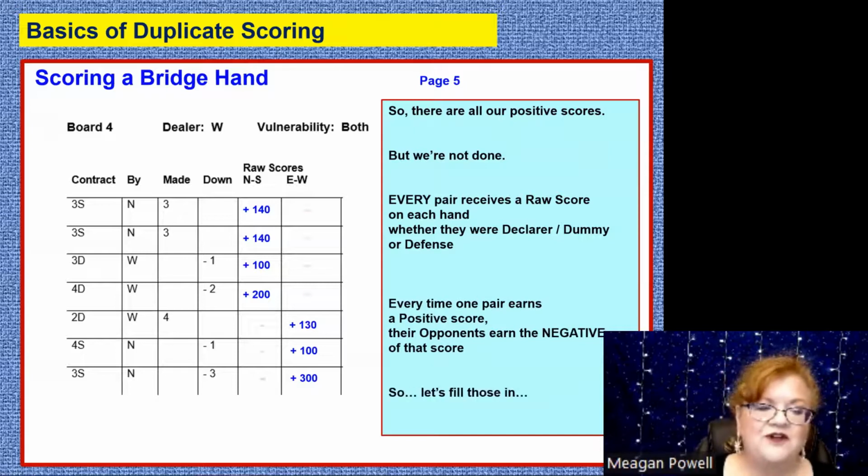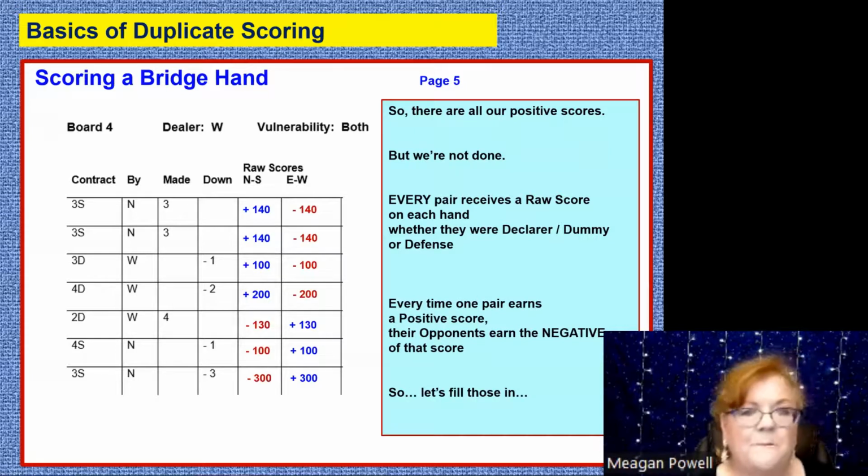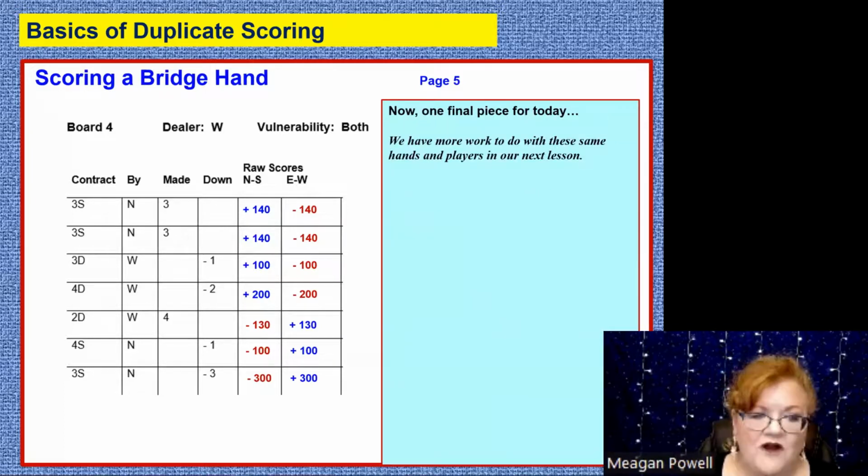So I'm going to start filling that in for you here. Can you see what I've done? Every positive score gets the negative of that score. Every pair, whether they're north, south, or east, west, get a score. Now, one final piece for today, and then we're going to take all of this stuff into next week.